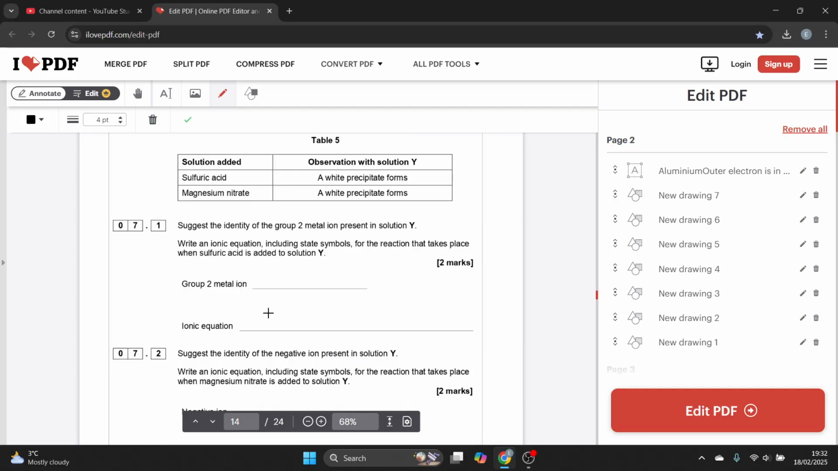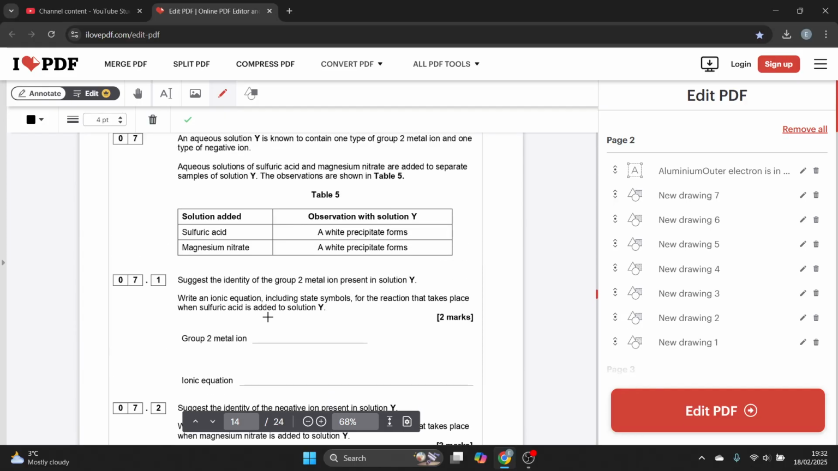Question 7, suggest identity of the group 2 metal ion present in solution Y. It says an aqueous solution Y contains one type of group 2 metal ion and one type of negative ion. And I know, with aqueous sulfuric acid added to separate solutions of solution Y, it has a white precipitate with sulfuric acid. So it's going to be Ba2 plus.